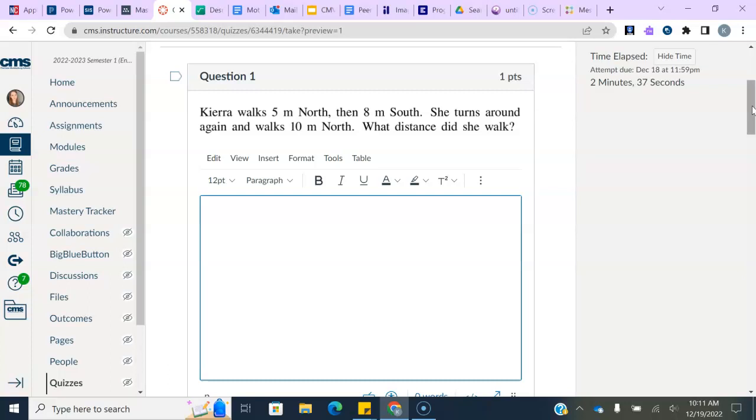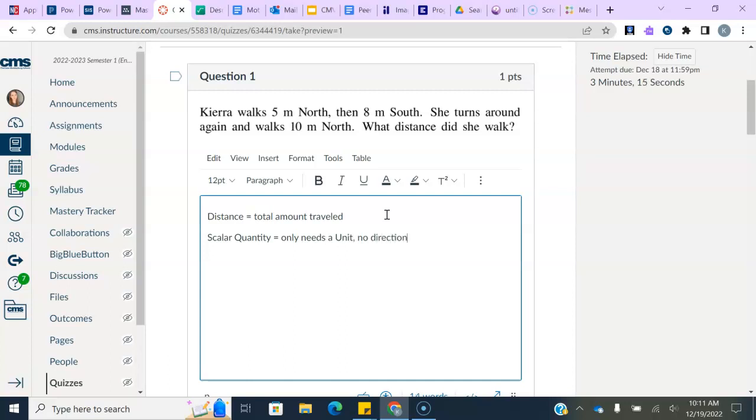This particular question is asking for distance. Now, distance is just the total distance traveled, so we should say total amount traveled. We just have to add up how far she walked. Distance is known as a scalar quantity, so it doesn't need direction. It only needs a unit, no direction.